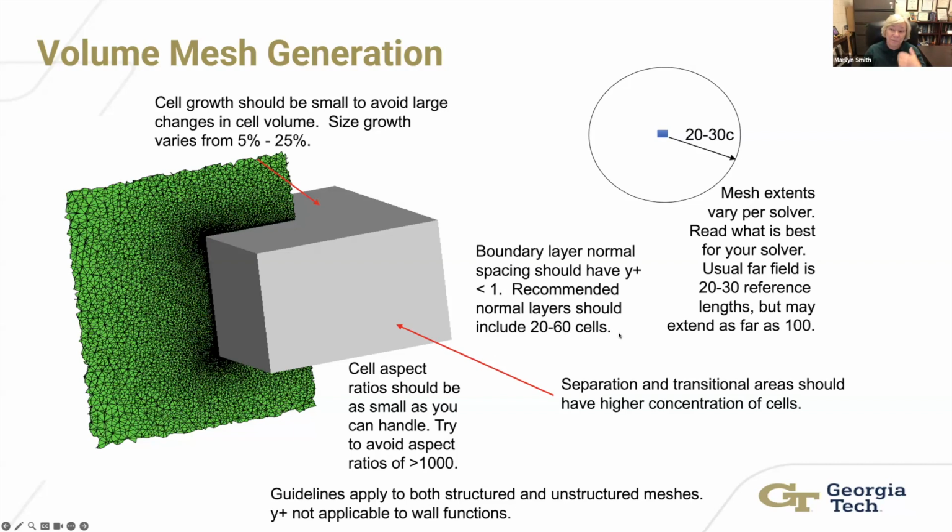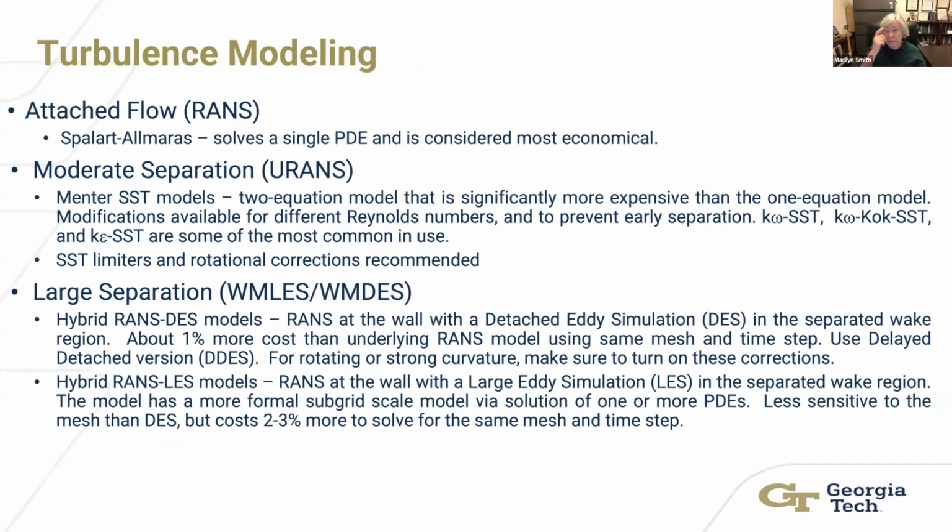This is where that extra points in the mesh refinement we saw is important. You need to have 20 to 60 points in your boundary layer to capture what's happening, especially if it's going to separate. Turbulence models. Okay.